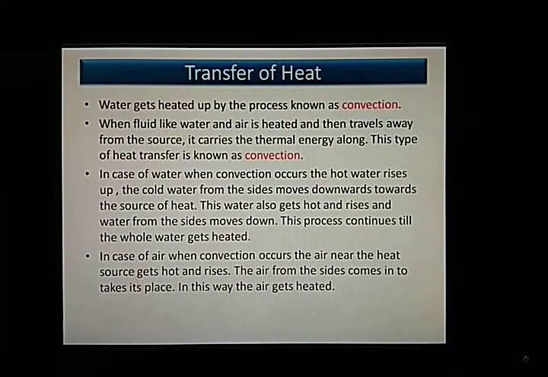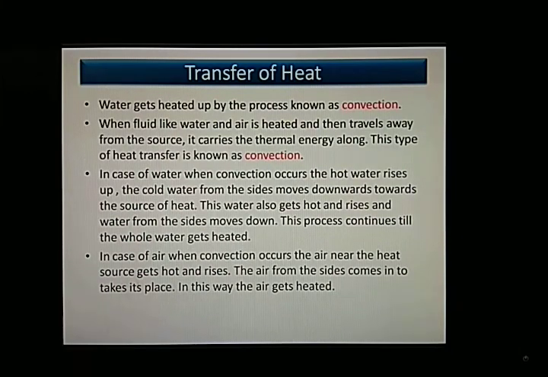One best example of convection in air is if you place a candle. This activity is also given in your textbook. This candle is heating up the air just above it. If you place your hand above the candle, you feel hot. But if you place your hand on the sides of the candle, you don't feel that much heat.